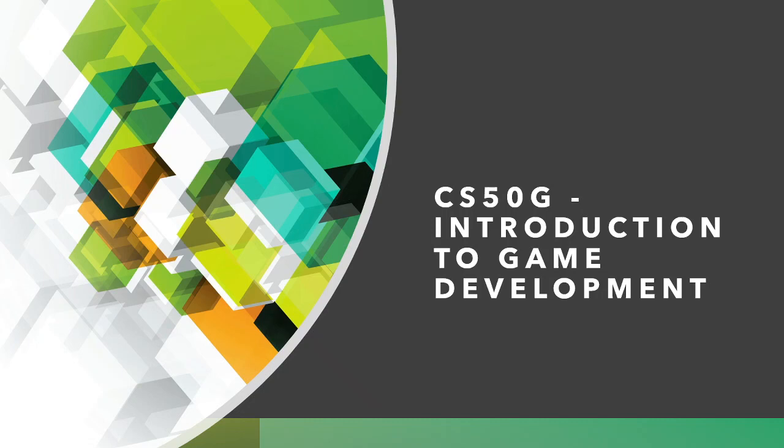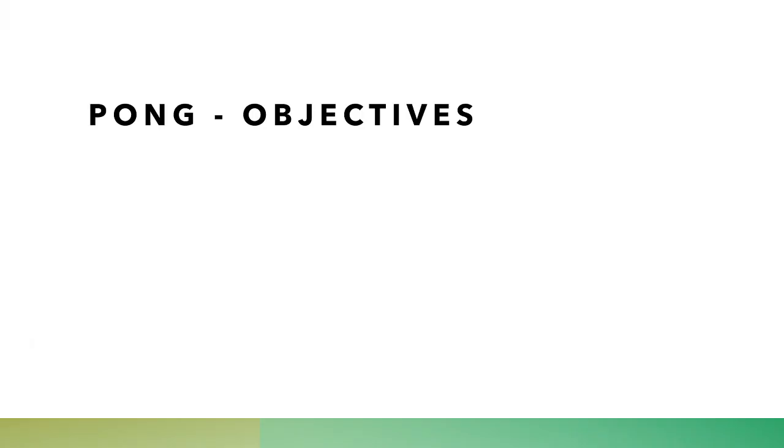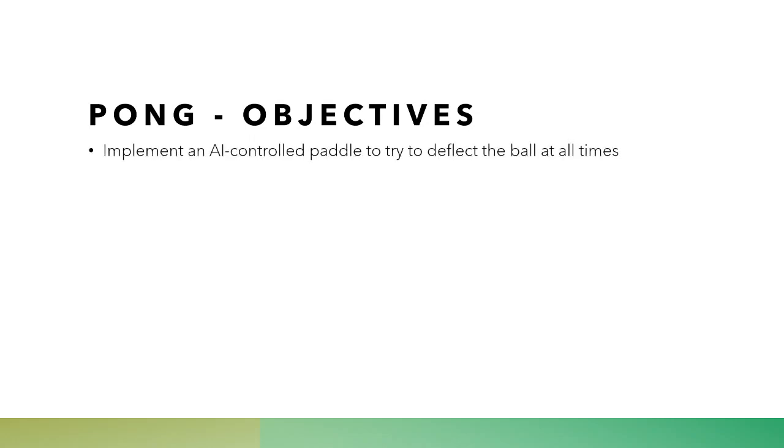Hi, and welcome to my presentation of CS50G Introduction to Game Development, specifically assignment 0, which is relating to Pong. So the objectives for the assignment are to implement an AI controlled paddle to deflect the ball at all times, or at least attempt to deflect the ball at all times. Determine how to keep the paddle moving in relation to the ball.